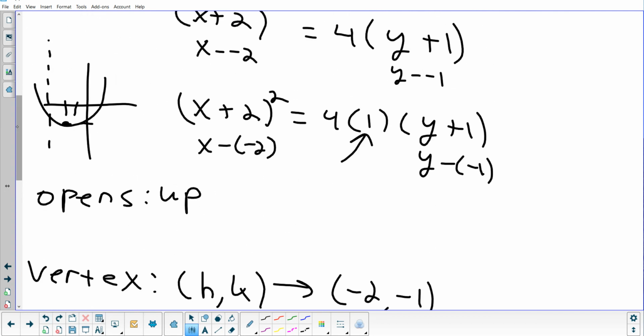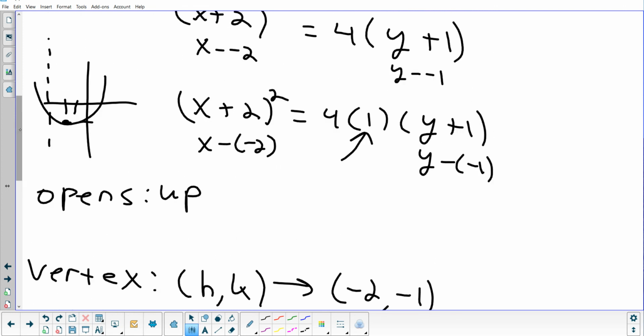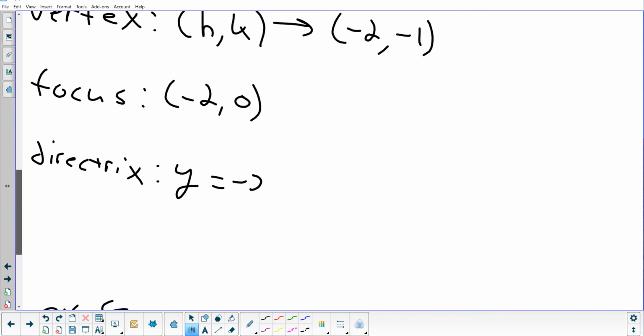Now, we just have to figure it out. So let me mark my focus, negative 2, 0. What's the distance between the focus and the vertex? 1. So the distance between the vertex and the directrix is also 1. So your directrix is down here. Where is that line at? That's negative 1. That was negative 2. So y equals negative 2.